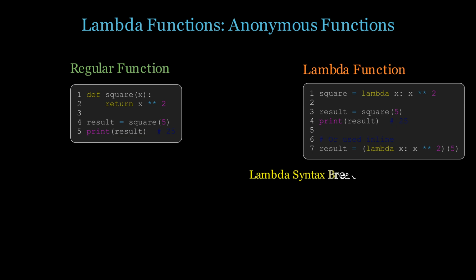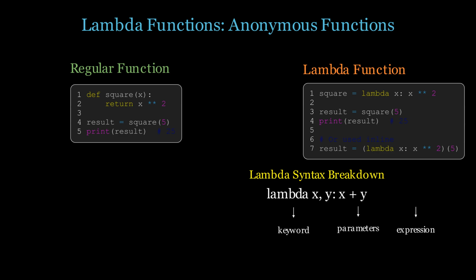Let's break down the lambda syntax. It starts with the lambda keyword, followed by parameters separated by commas, then a colon, and finally the expression to evaluate and return. The expression is evaluated and returned automatically, no return statement needed.